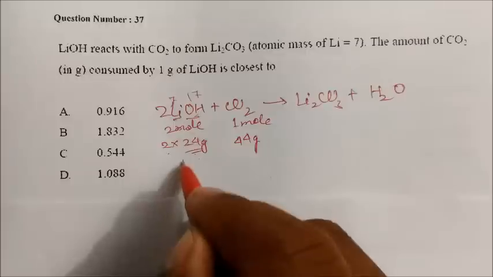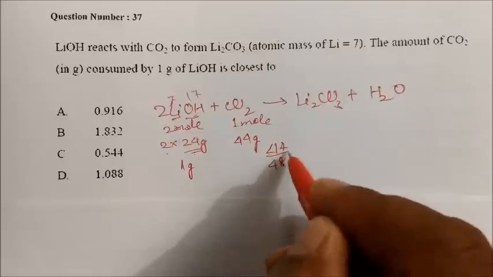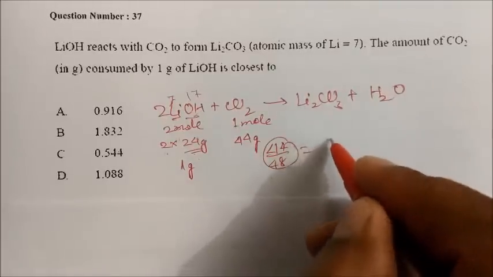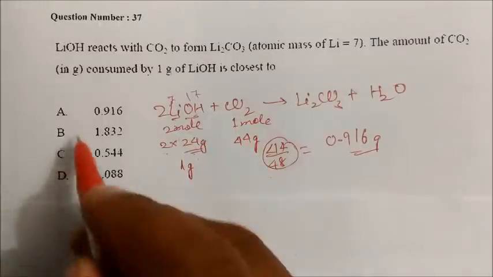So if you take 1 gram, how much would it require? 44 divided by 48. If you solve it, you will get the answer 0.916 gram of, sorry, carbon dioxide. This answer is correct.